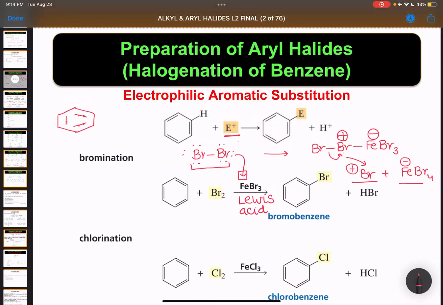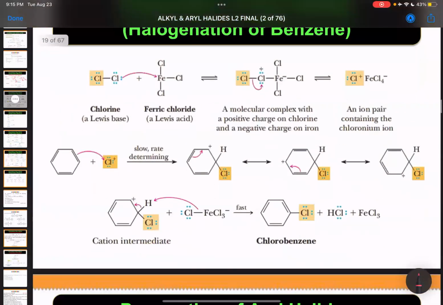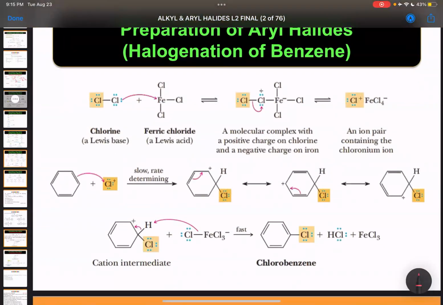So remember what I told you. If you want to attach something to the benzene ring, it will be convenient to attach it if you get that thing in the form of an electrophile. So we have Br plus. Now this Br plus will go and attack. Look here, I have shown you the example of generation of Cl plus. Okay, clear. This Cl plus is an electrophile, so it will interact with benzene.